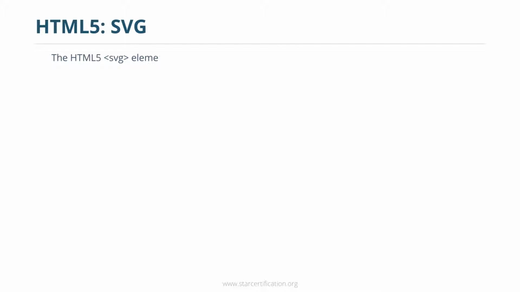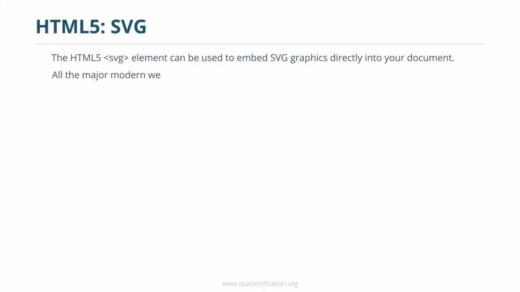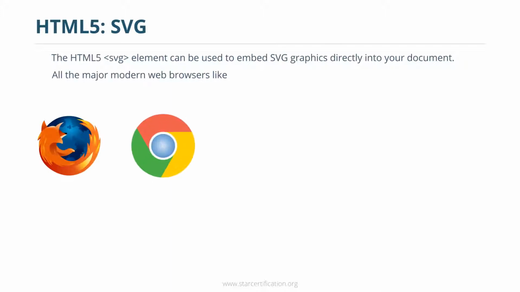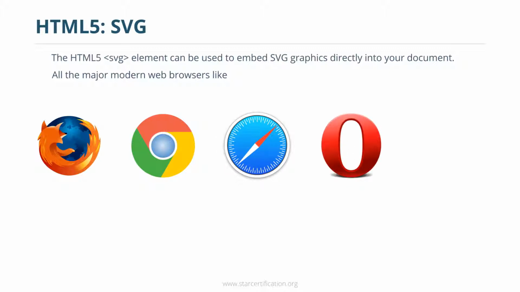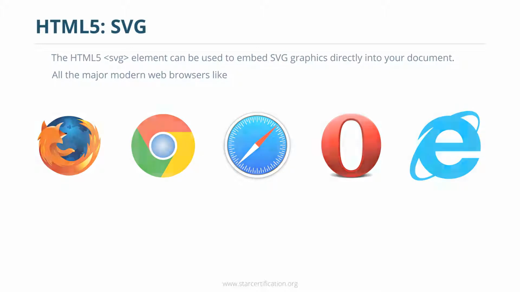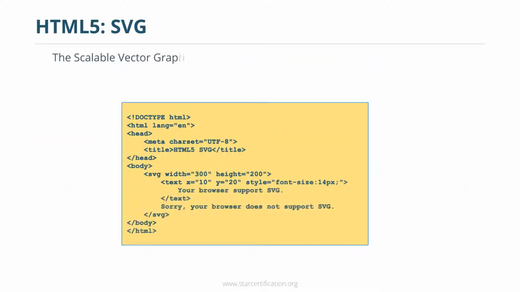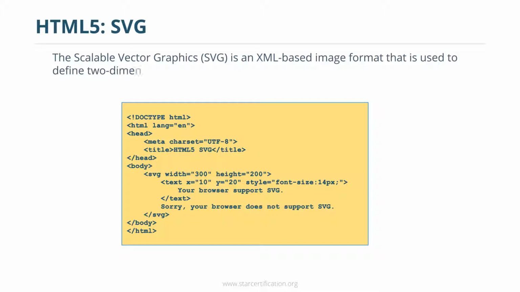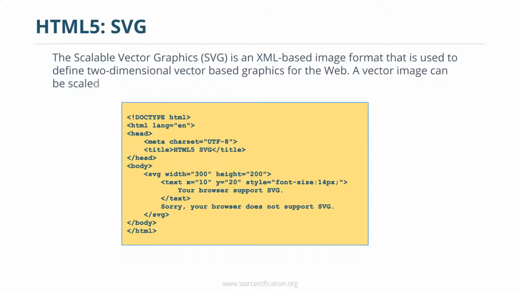The HTML5 SVG element can be used to embed SVG graphics directly into your document. All the major modern web browsers like Firefox, Chrome, Safari, Opera, and Internet Explorer 9+ support inline SVG rendering. Scalable Vector Graphics, SVG, is an XML-based image format that is used to define two-dimensional vector-based graphics for the web. A vector image can be scaled up or down to any extent without losing the image quality.